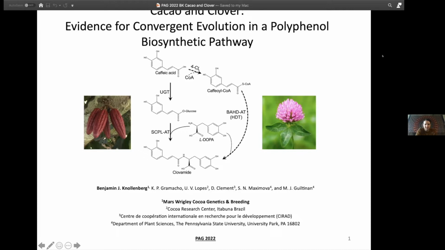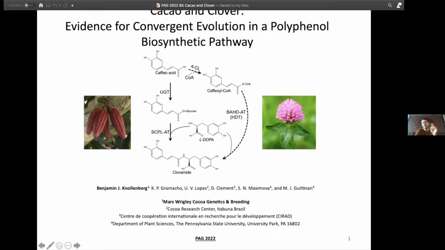Yep. So as Ciela mentioned, I'm with Mars Wrigley now, but this is going to be mostly work from my PhD and a little bit from the postdoc that I did with Mark and Ciela at Penn State. During my PhD, I stumbled upon this compound called clovamide, which seemed to be important for differentiating tolerant and susceptible clones that I was looking at. Then I started digging into the biosynthetic pathway using transcriptomics, more metabolomics, and a little bit of QTL analysis, and was able to elucidate a couple of the steps in the pathway in cacao for biosynthesis of clovamide. And I want to contrast that with the pathway that's been described for red clover.